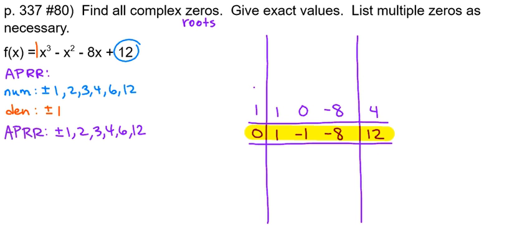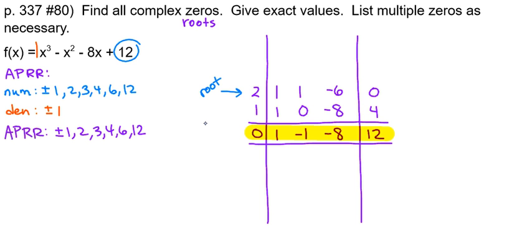Let's go again. 2. Bring down the 1. 1 times the number in the box plus the next number in the 0 row. So 1 times 2 plus -1. So 2 plus -8 is -6. -6 times 2 plus the next number in the 0 row. -6 times 2 is -12, plus 12 is 0. Okay, good news, we have a root. So we have a root at x equals 2.